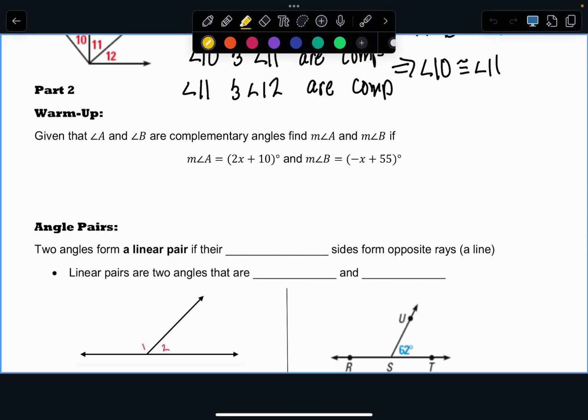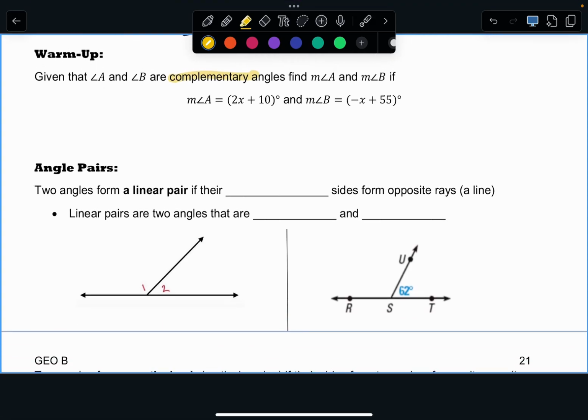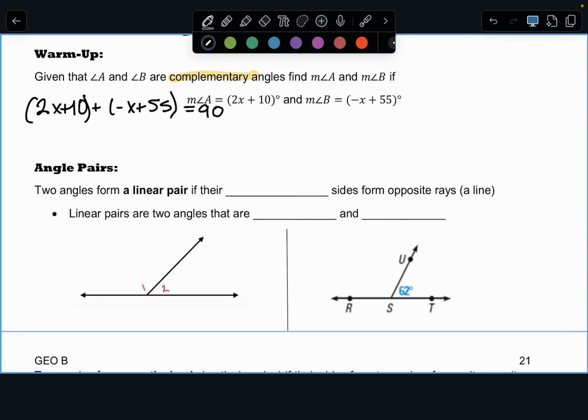Okay. So step one here, we see that A and B are complementary angles, and we have to find the measure of each. Well, if they're complementary angles, their measures have to add to what number? 90. This is on page 20. So I'm going to take the two angle measures that it gives me, add them together, and set them equal to 90.